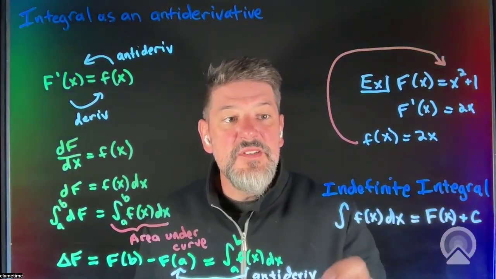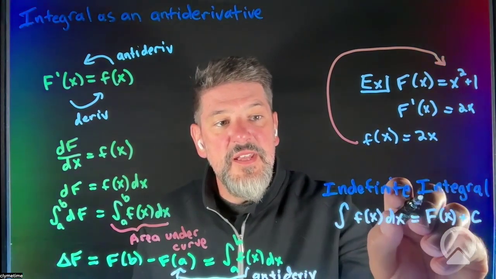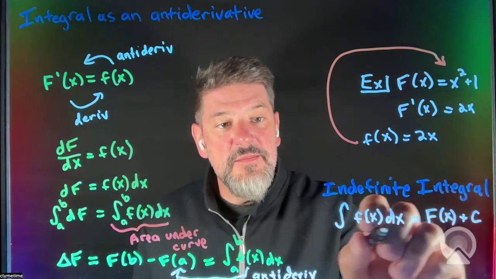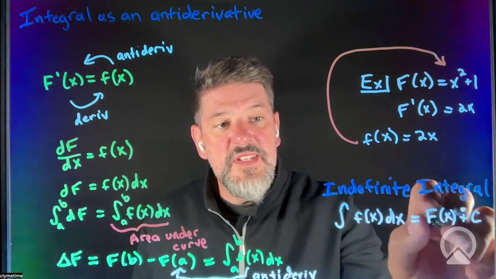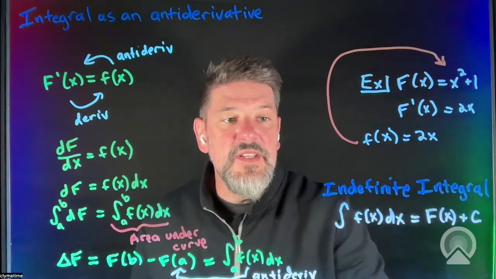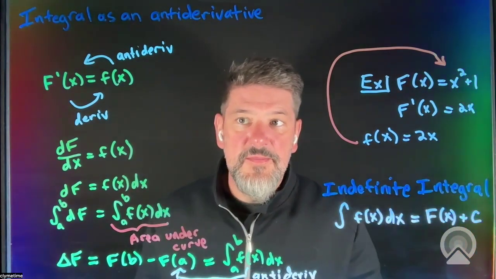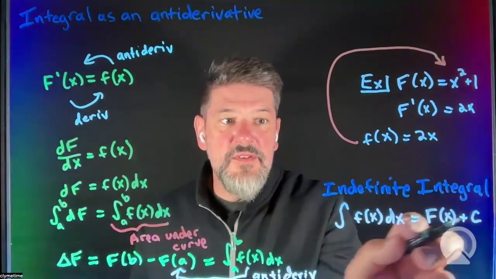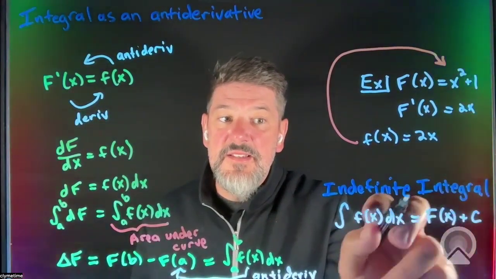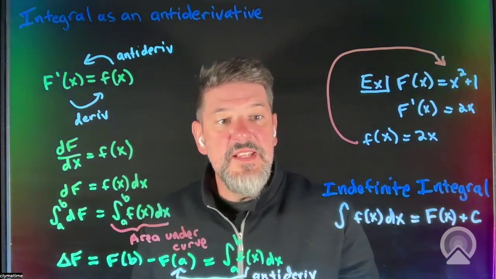And the reason why is because when you go to take the derivative of this, the derivative of capital F of x is going to be little f of x, but the derivative of c is 0. So if I took the derivative of the right side, I would get little f, which takes us back to our definition right there. So the derivative of capital F, the derivative of the entire right side, is going to equal little f of x.